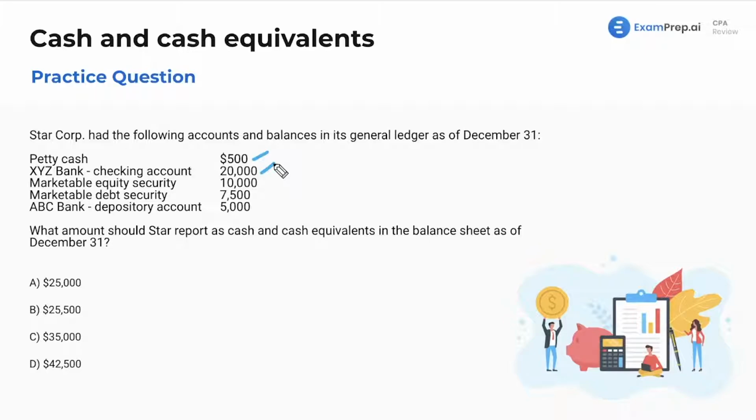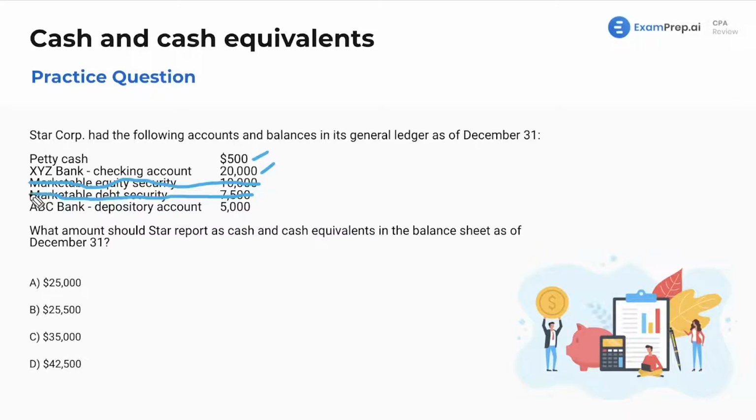Next, we have a marketable equity security. What are your thoughts? All right, that is going to be excluded because that's not cash. That's an investment. It's an asset. It's going to be included separately under investments in your asset section. What about marketable debt security? All right, that is going to be excluded as well.